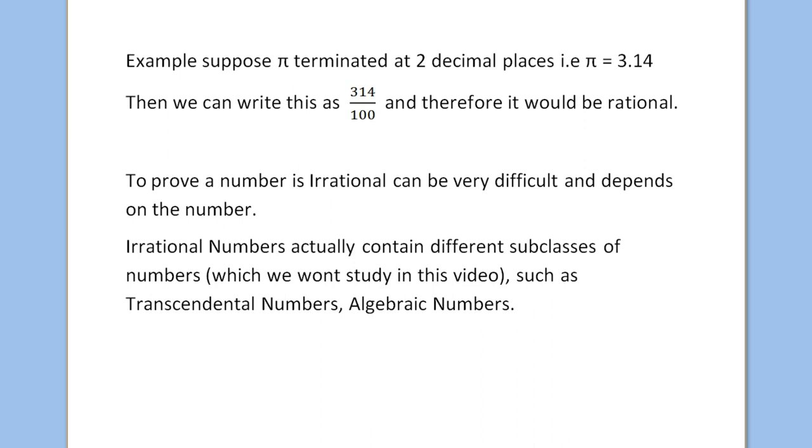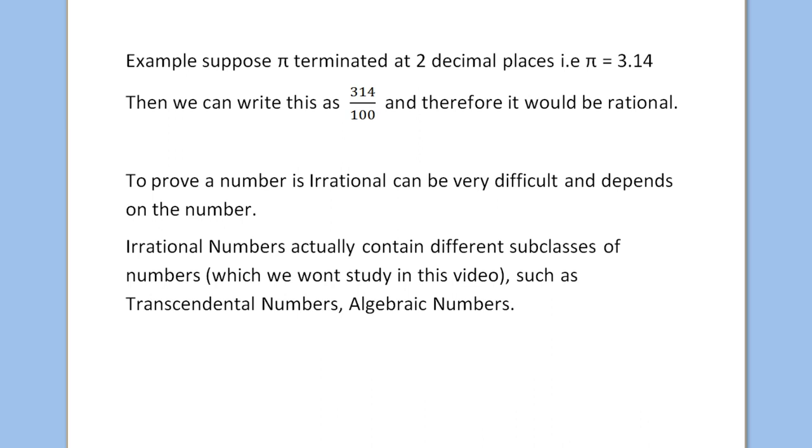Example, suppose pi terminated at 2 decimal places, i.e. pi equals 3.14. Then we can write this as 314 divided by 100, and therefore it would be rational because it's in the form a over b. A is equal to 314, b is equal to 100, and they're both integers. So that satisfies the definition of rationality, therefore it would be rational.